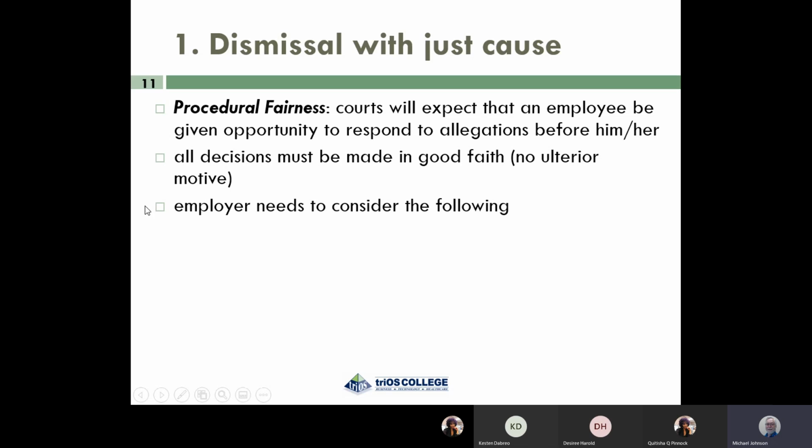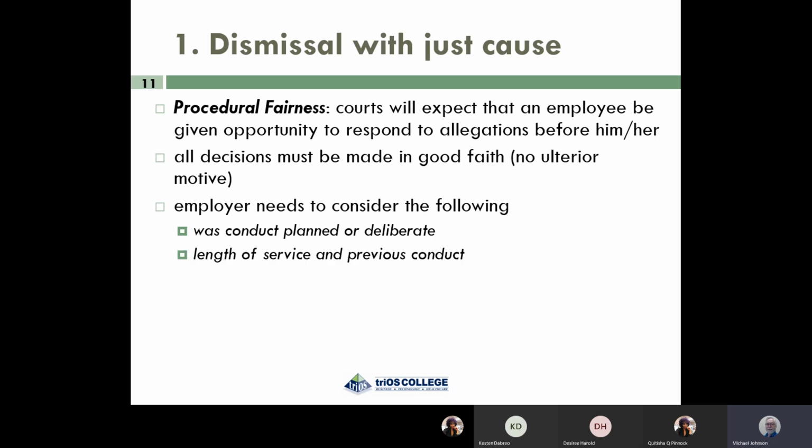Remember, the onus is on the employer to prove. The employer needs to consider the following characteristics. Was the conduct planned or deliberate? In other words, and there's a variation here with planned or deliberate, because fundamentally they're very similar.